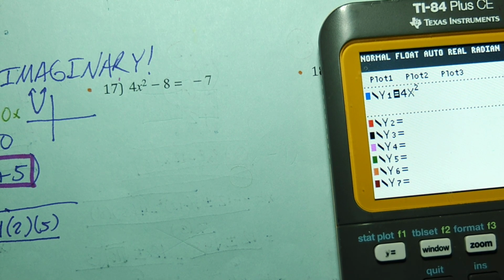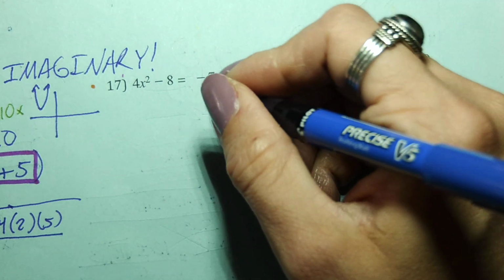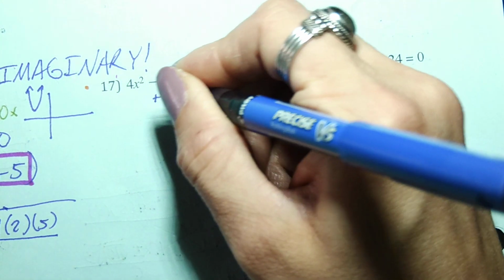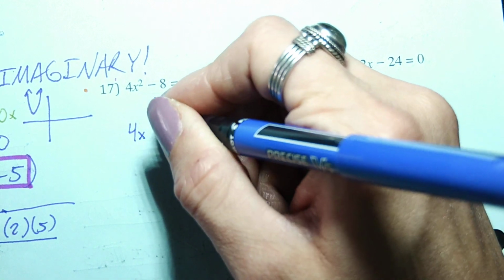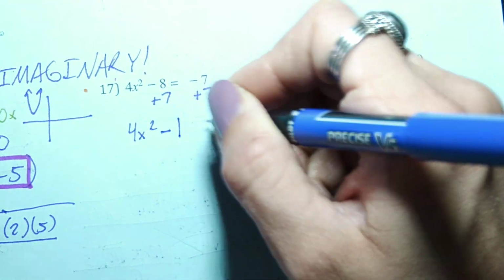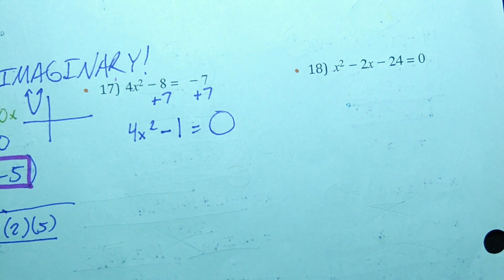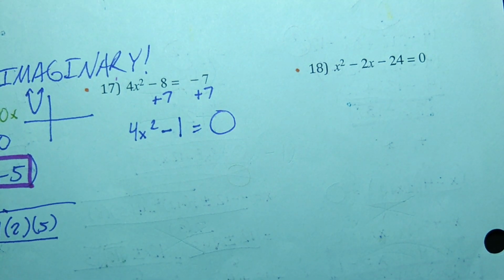So folks, hopefully before you tried graphing this one, you did put it in standard form. So we add 7, and we get 4x squared minus 1 equals 0. So we don't have a b value. Anything jumping out at you about 4x squared and 1?